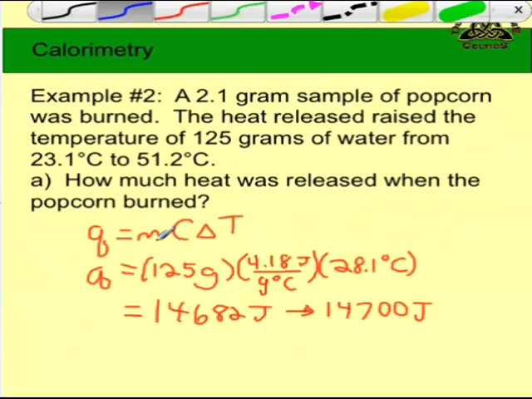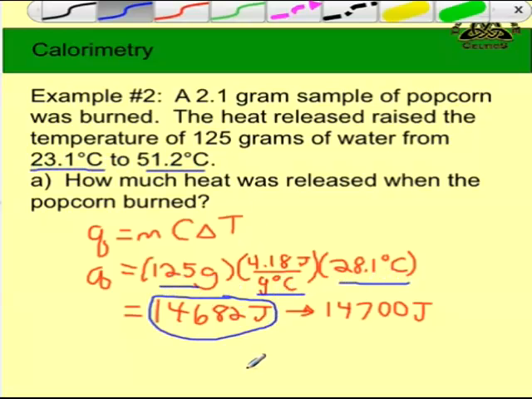So we'll take our Q equals mc delta T equation and we'll substitute. We have 125 grams of water. This is C, this is the specific heat of water, 4.18 joules per gram degree Celsius. And this is the change in temperature of the water. We got this value from subtracting 23.1 degrees Celsius, the starting temperature of water, from 51.2 degrees Celsius, the ending temperature of the water. When we do this on our calculators, we get 14682 joules.